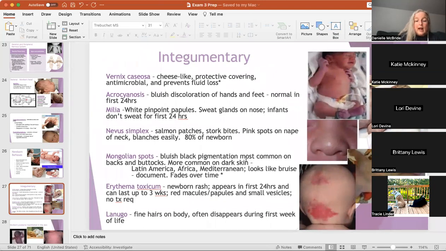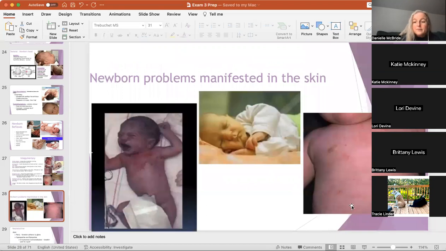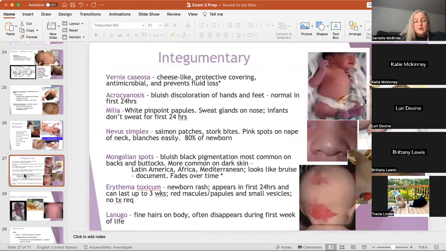Erythema is newborn rash. I don't know if I have a picture. Yeah, here we go. Okay. And so that resolves on its own. It can take some weeks though to go away. And then lanugo. Lanugo is the little teeny tiny hairs that babies can be born with. Sometimes they have hair on the little backs of their ears, on their shoulders, all over. And that goes away.